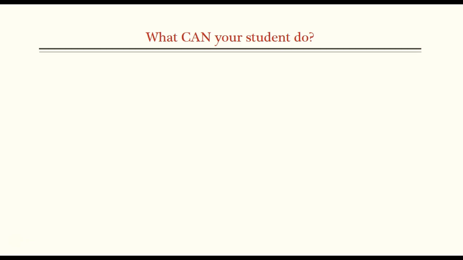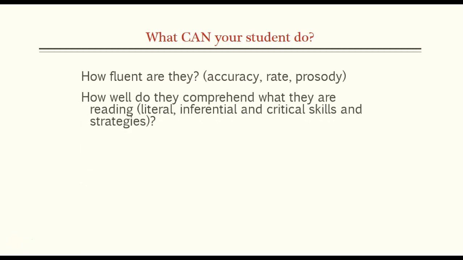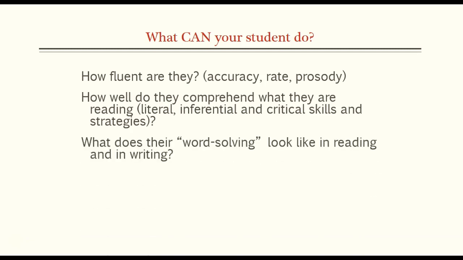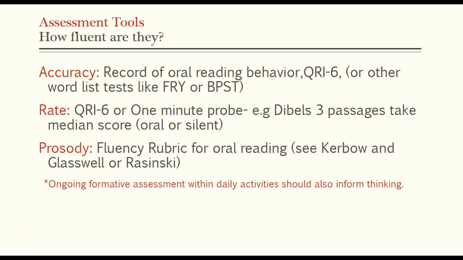Last week, as a reminder, we talked about focusing on what your student can do, and looking at how fluent they are. And remember that fluency is not just rate, but also accuracy and prosody. How well do they comprehend what they are reading? Thinking about the range of comprehension from literal to inferential to critical and beyond. What does their word solving look like in reading and in writing? How well do they write? And then how much do they enjoy reading and writing? How confident do they feel?